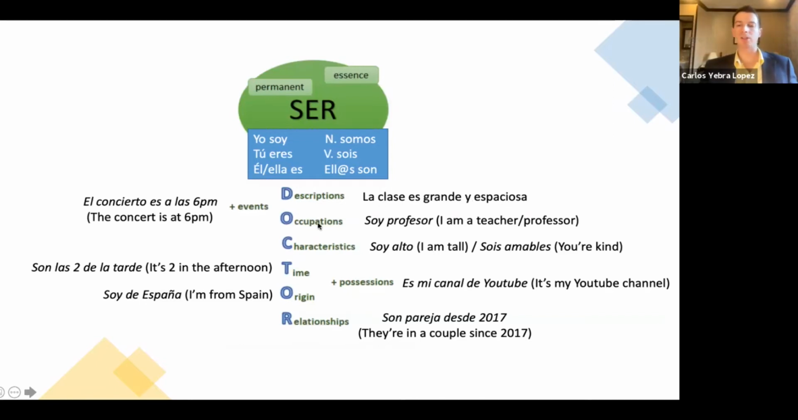Now, we also use ser with events. So, for instance, let's suppose there is a concert that is taking place at 6 p.m. We can say, el concierto es a las 6 p.m. Again, we use the third person singular because the concert, it, is third person singular.